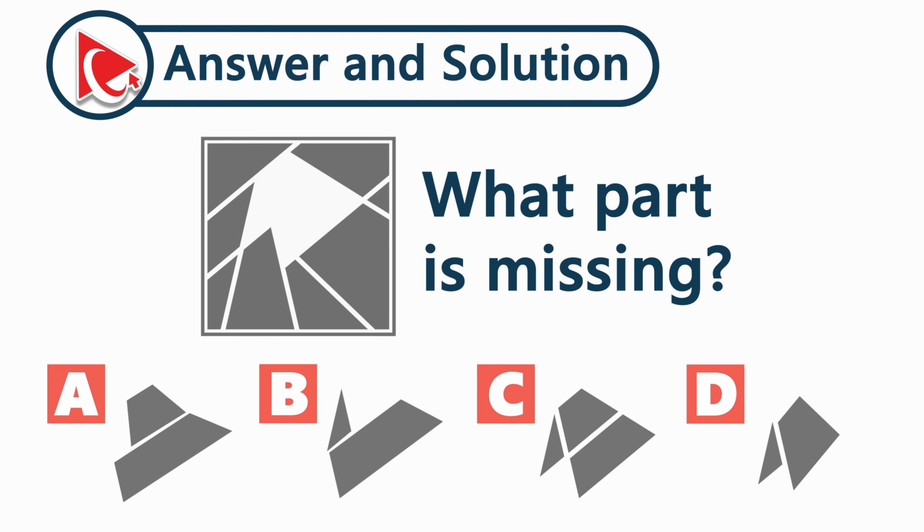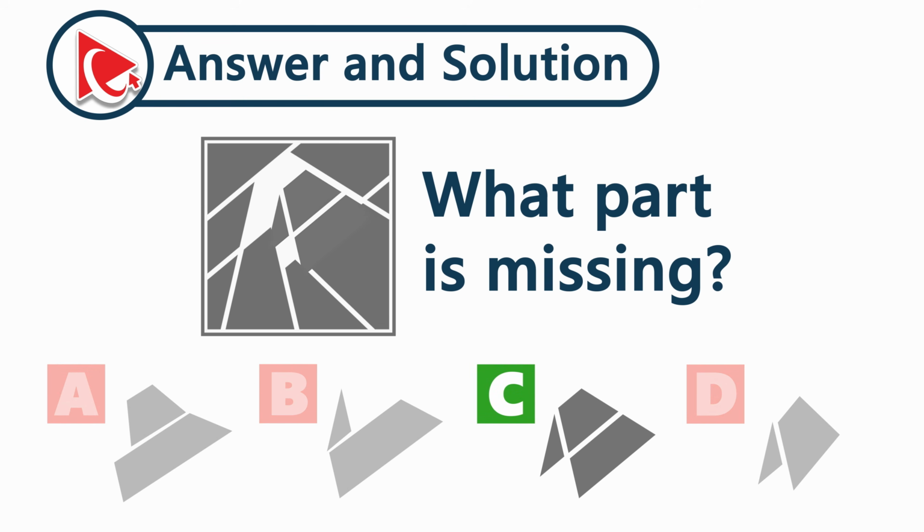Examine the shapes closely. Which option matches the angles, lines, and positioning of the missing part? If you have selected option C, you're absolutely right. It's the only shape where every angle and line matches perfectly.